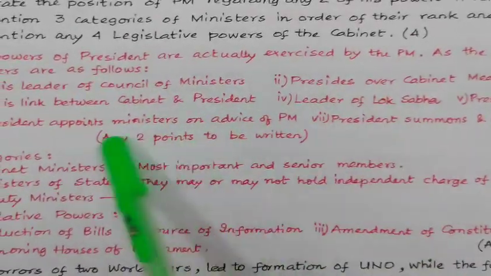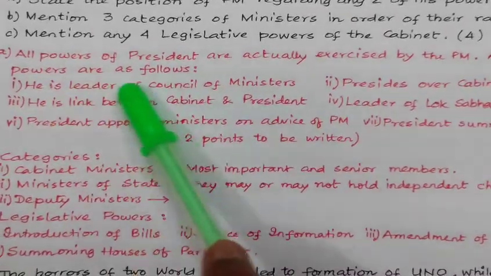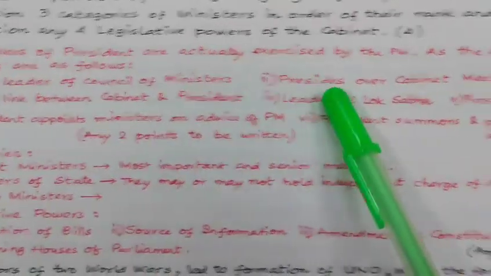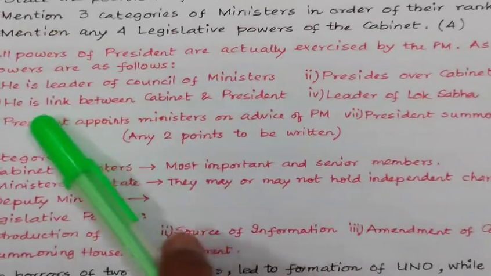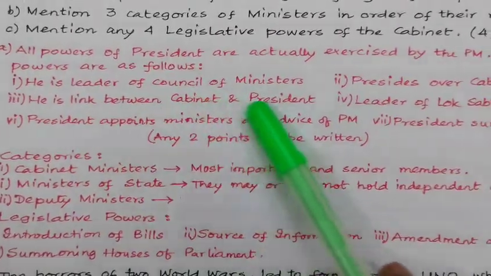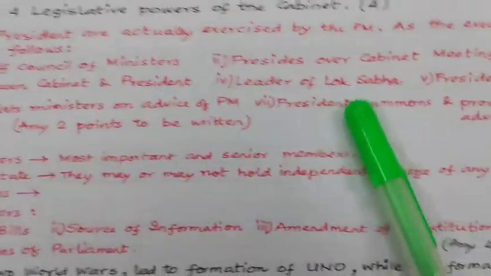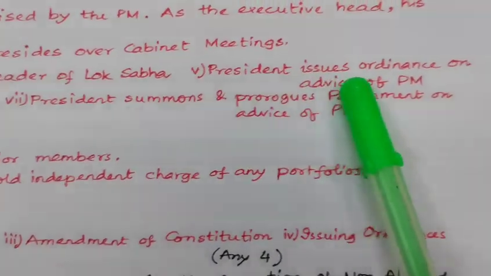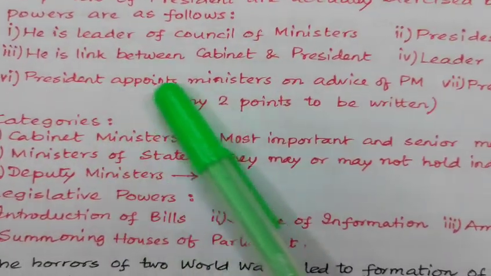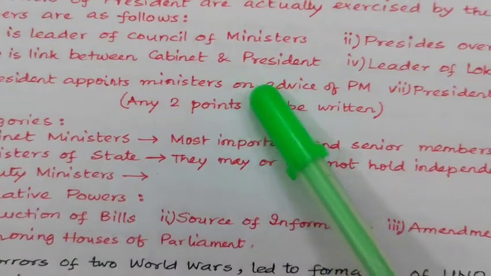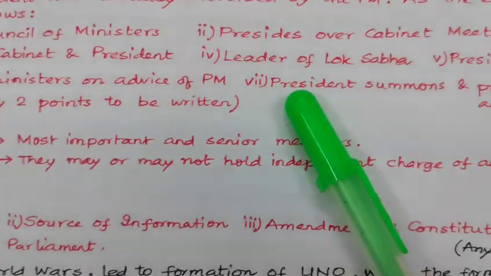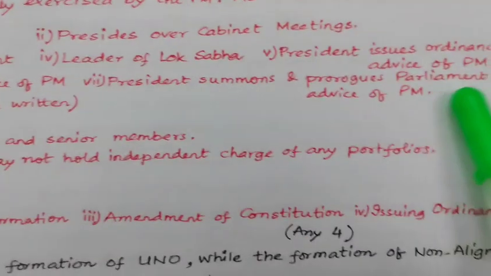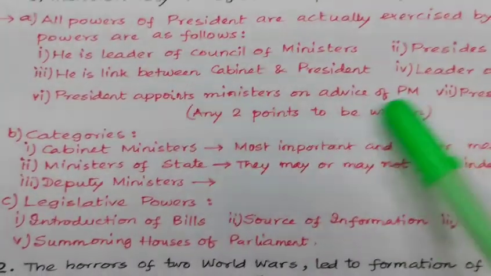Now you have to write any 2 points from this. He is the leader of the Council of Ministers. He presides over cabinet meetings. He is a link between the cabinet and the President. He is the leader of the Lok Sabha. The President issues ordinances on the advice of the Prime Minister. The President appoints ministers of the state on the advice of the Prime Minister. The President summons and prorogues Parliament on the advice of the Prime Minister. So you have to write any 2 of these.